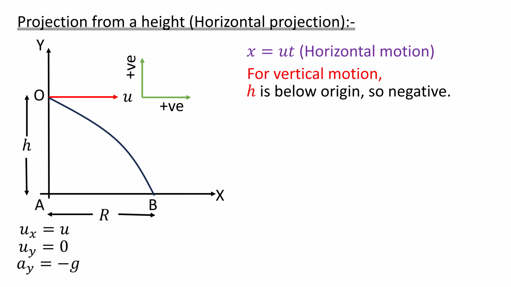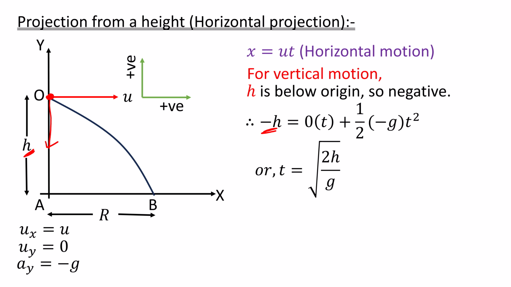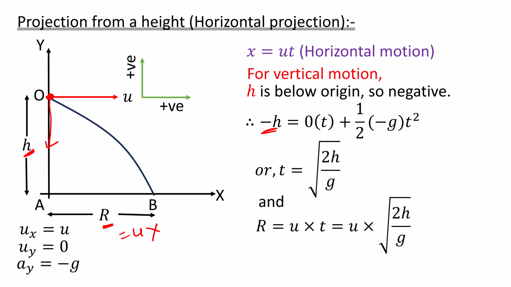For vertical motion, this is the origin, and this displacement, this height s, lies below the origin. That's why we take s negative. t equals the square root of 2s by g. This is the time of flight. And R equals this R, the horizontal distance. That's why this is horizontal velocity times time of flight, the square root of 2h by g.